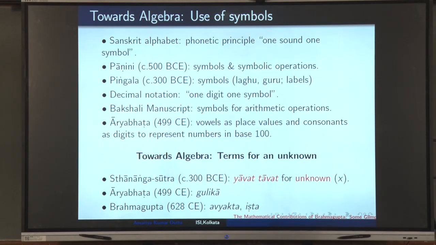Now, let us come to the use of symbols, in which, as I said, Brahmagupta was the pioneer, but what were the steps which went before that? First of all, the Sanskrit alphabet itself follows the phonetic principle. Of course, all languages have alphabets, but the Sanskrit alphabet has the quality of one sound, one symbol. So, the sound ka is represented only by this, and not sometimes by c or sometimes by k, and then c can be ka or it can be cha, nothing like that: one sound, one symbol.